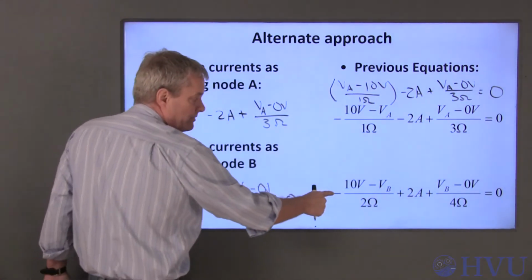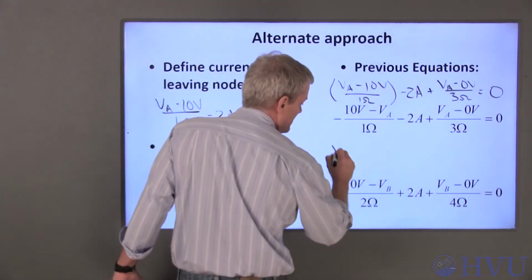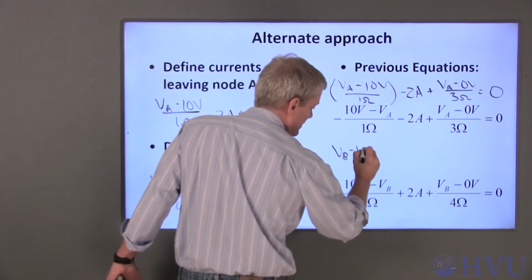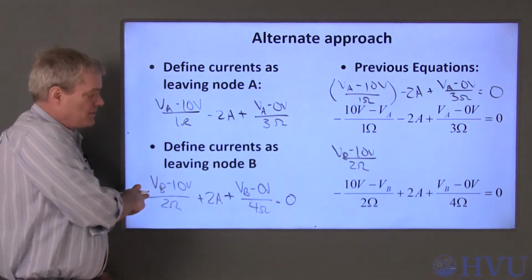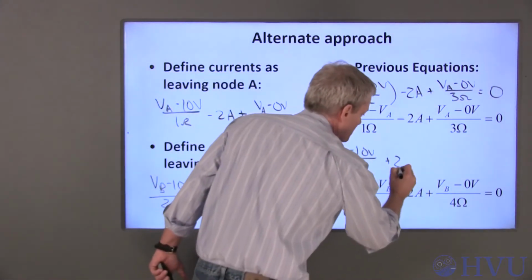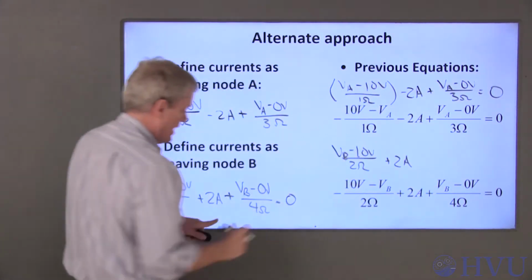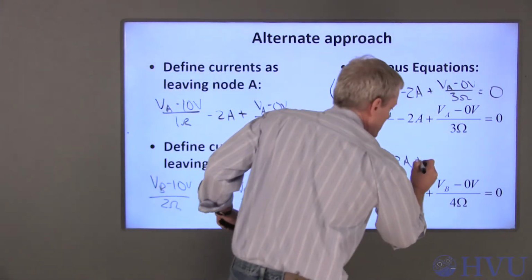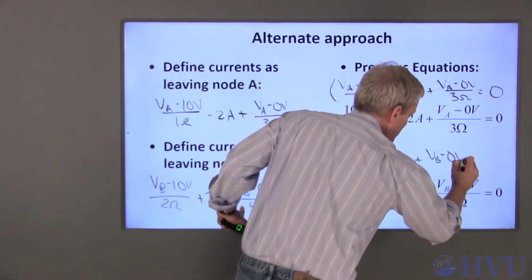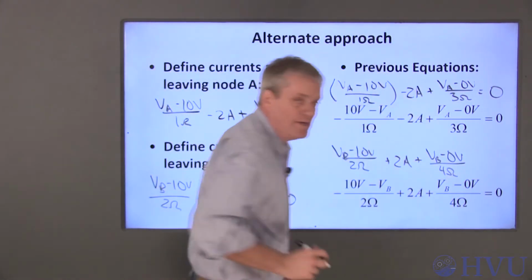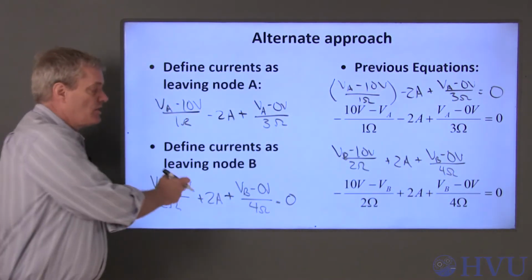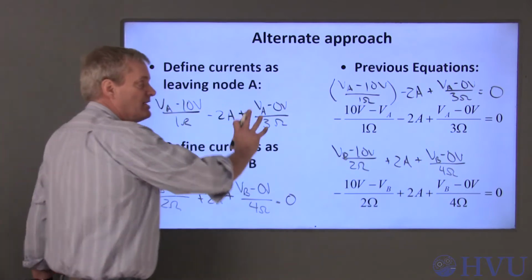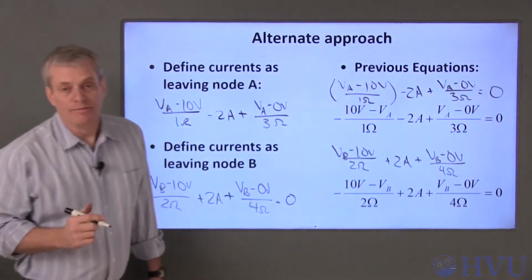On this one, putting this negative inside here ends up with VB minus 10 volts over 2 ohms. That's the same as this, plus 2 amps, plus the same term here, VB minus 0 volts over 4 ohms. So my sign convention doesn't matter as long as I'm consistent with it. I'll still end up with the same equations.